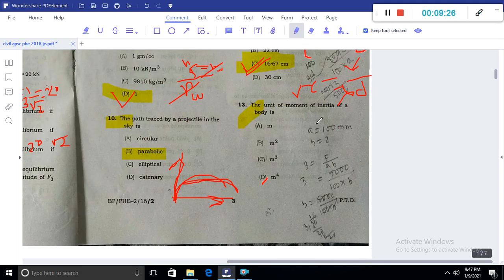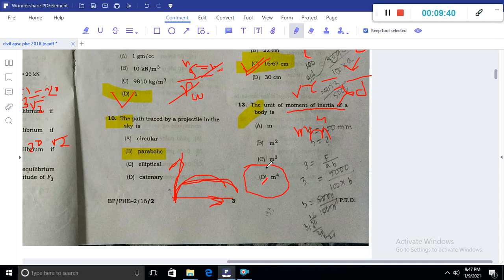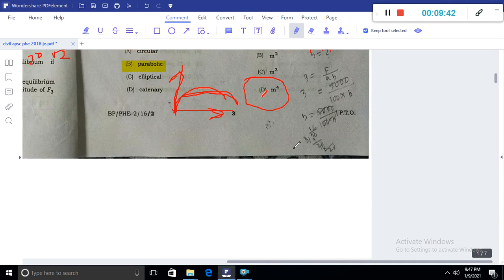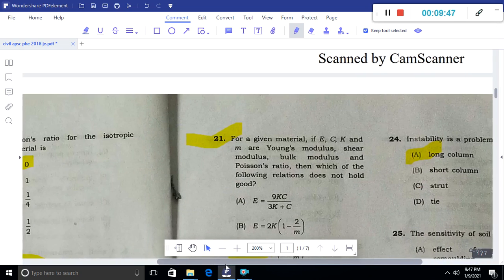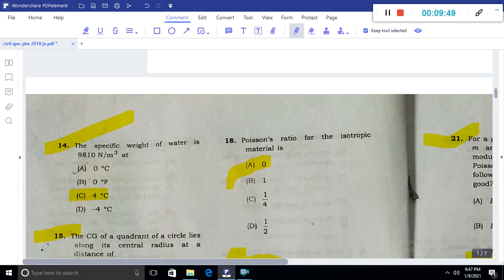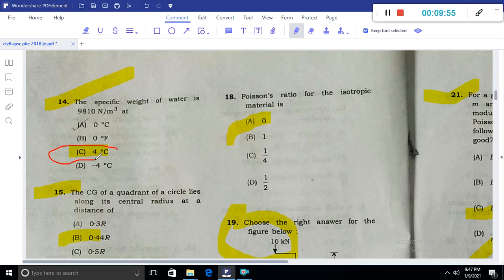Then the unit of moment of inertia. The unit of moment of inertia is generally written as millimeter to the power 4, but here the option is only in terms of meter, so the correct answer is meter to the power 4. Next, the specific unit weight of water is always measured at 4 degree centigrade.